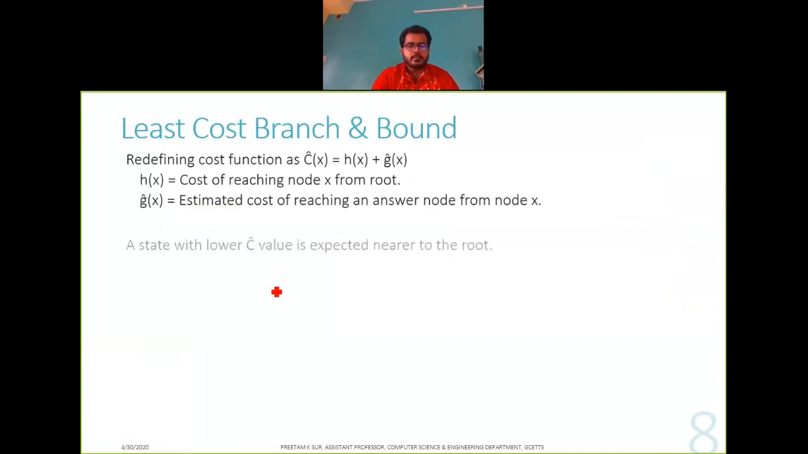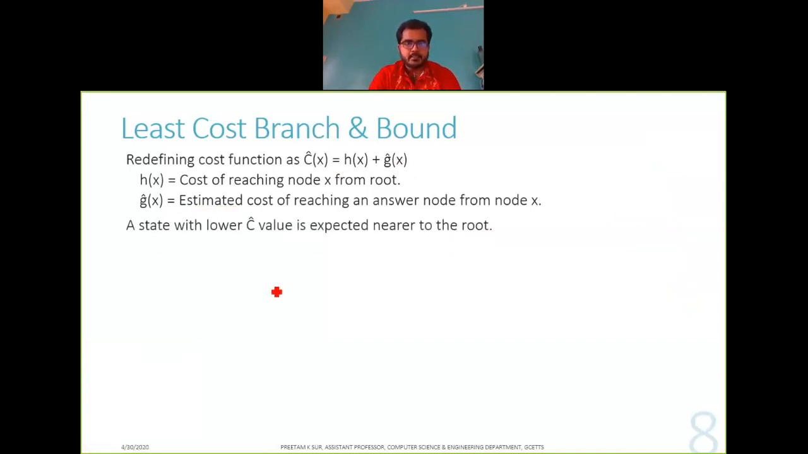Okay, so next is the state. So what we'll do, we'll generate this cost value for each node, and a state with the lowest cost value is expected to be nearer to the answer node, right? Because the cost value is the estimate of how much cost it will incur. So the lower the cost value is, it is expected that it will be closer to the answer node. Okay.